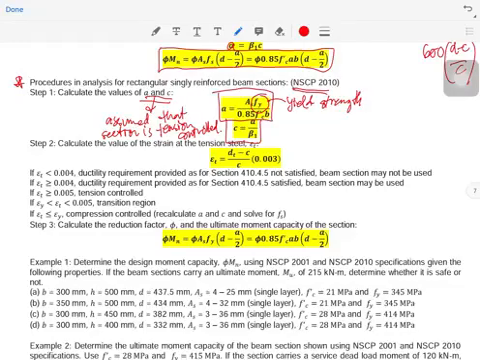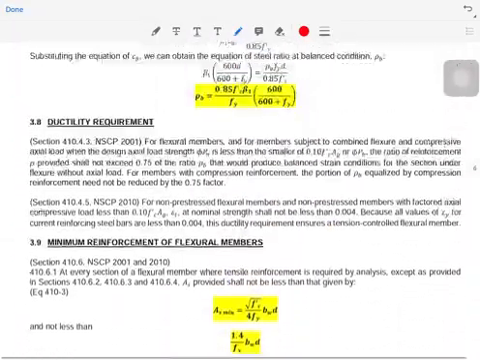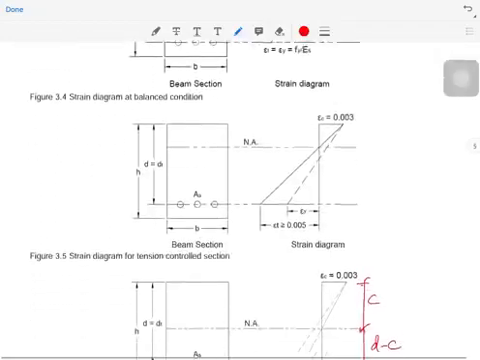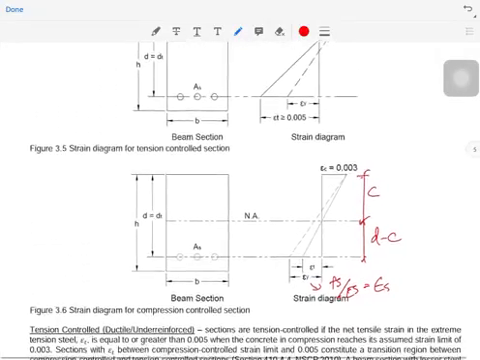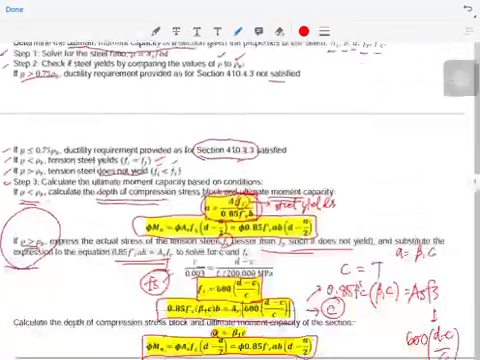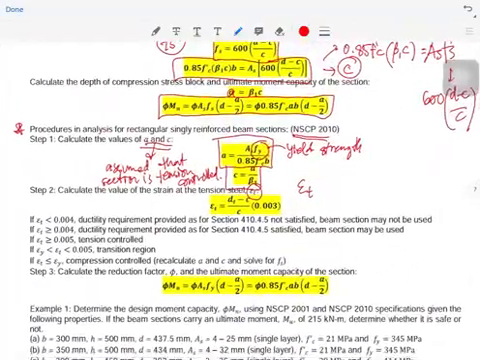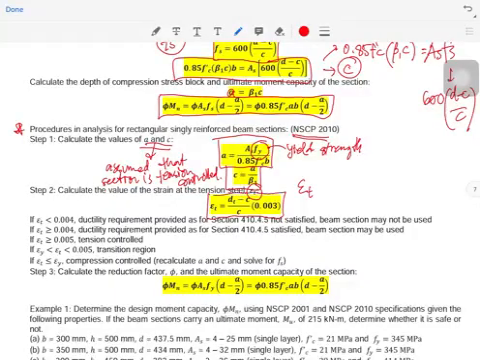Then now you try to calculate the value of the strain at the tension steel. So that is epsilon sub t, wherein epsilon sub t is equal to (dt minus c) over c, times 0.003. So again, this is from the strain diagram, specifically in the tension control diagram. So this is the formula for strain at the tension steel.